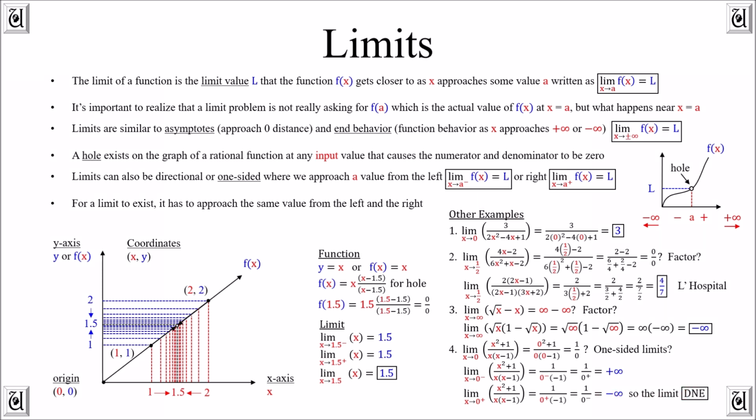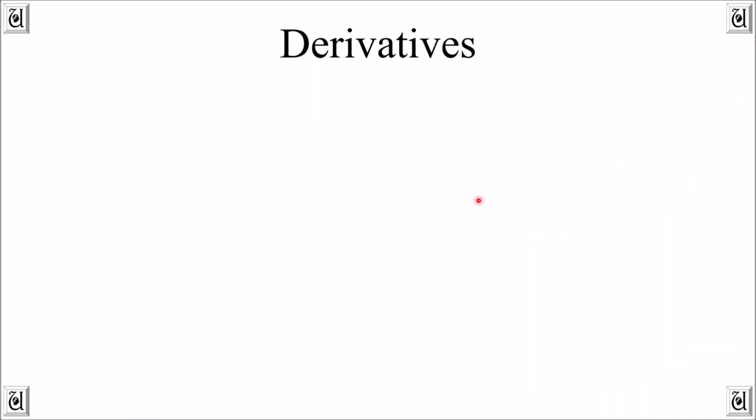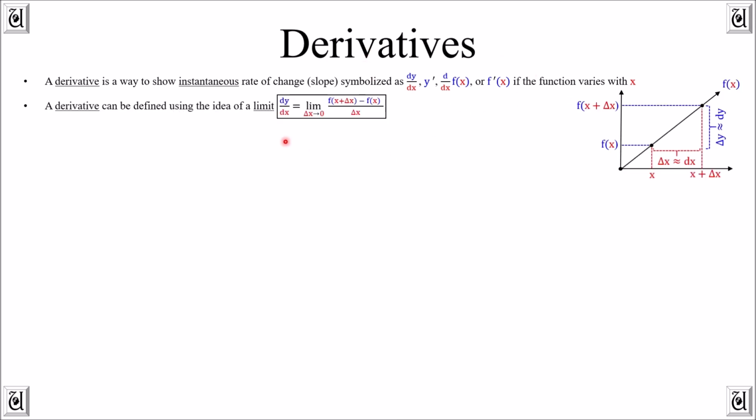All right. So the next thing we got to talk about is derivatives. A derivative is a way to show instantaneous rate of change, which is pretty much your slope, and that's symbolized as some small change in y over some small change in x, dy over dx, or y prime. Now you can also replace that y with your f of x, and that's assuming that your function's varying with x. So that's how you symbolize a derivative. But let's talk about how it's defined.